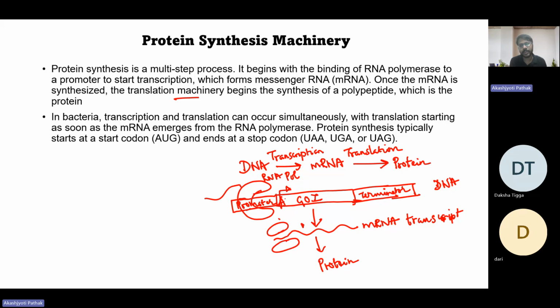So if it is a DNA, it will be what? It will be ATG. Okay, and once it is transcribed, you get this AUG. So this is your start codon. Start codon is your AUG.